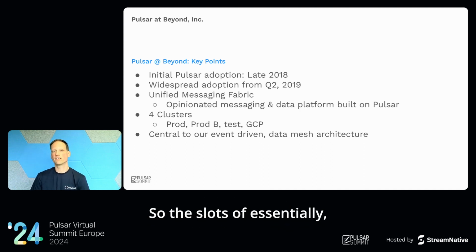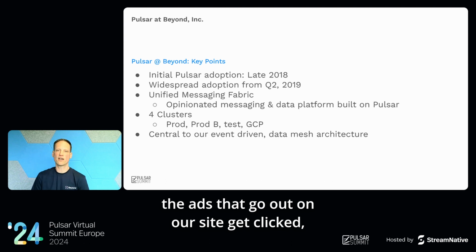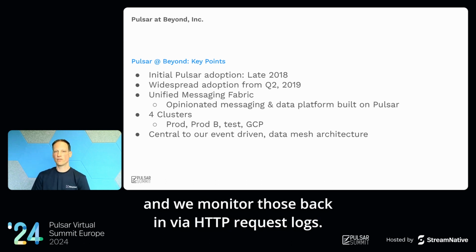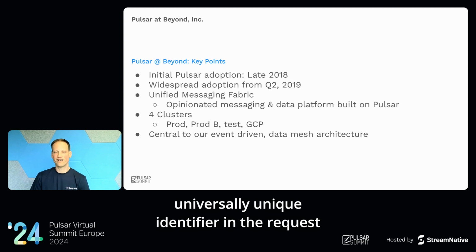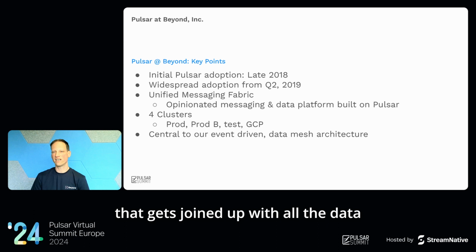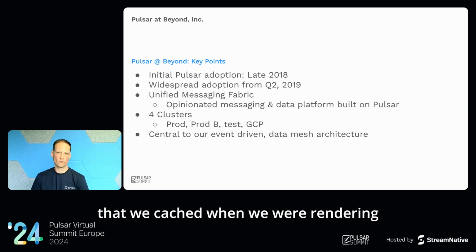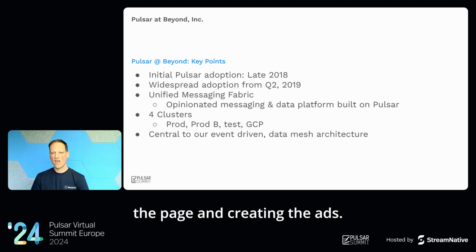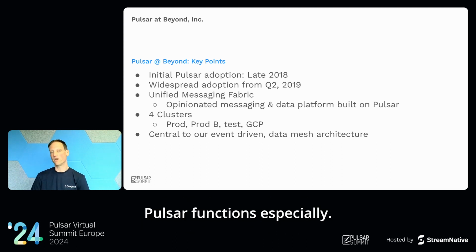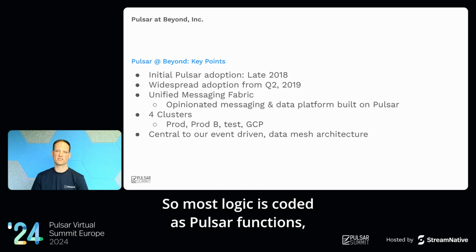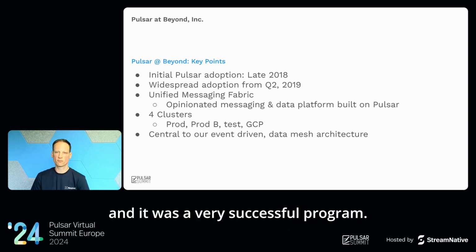So the slots, essentially the ads that go out on our site, get clicked, and we monitor those back in via HTTP request logs. And that's where there's a universally unique identifier in the request that gets joined up with all the data that we cached when we were rendering the page and creating the ads. Pulsar was heavily leveraged for this program, Pulsar functions especially, so most of the logic is encoded as Pulsar functions, and it was a very successful program.